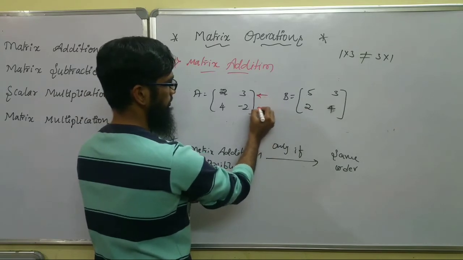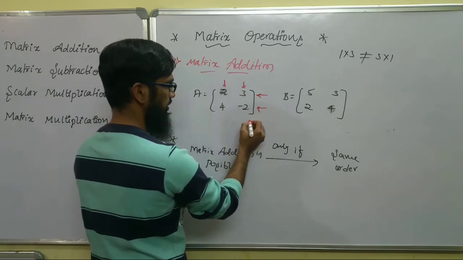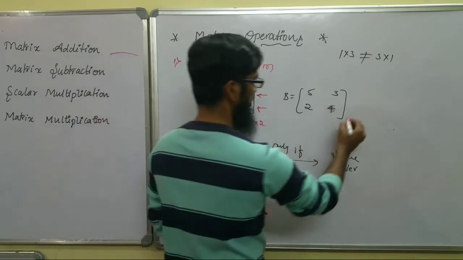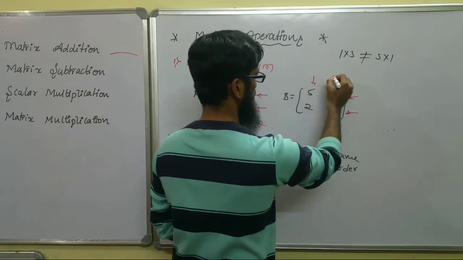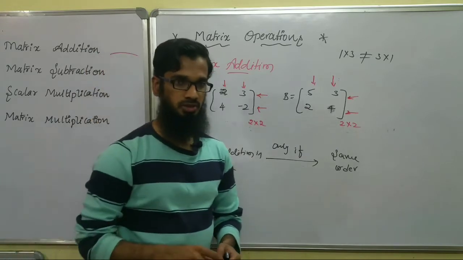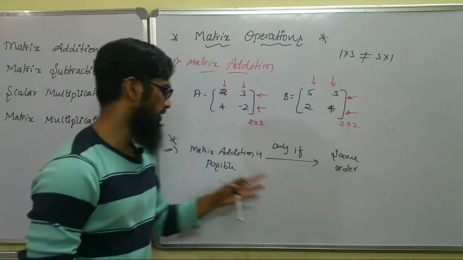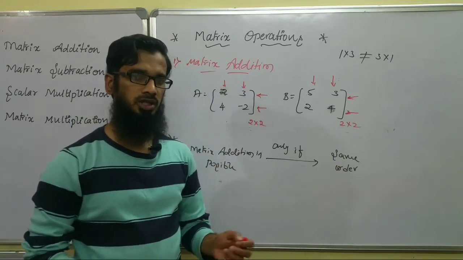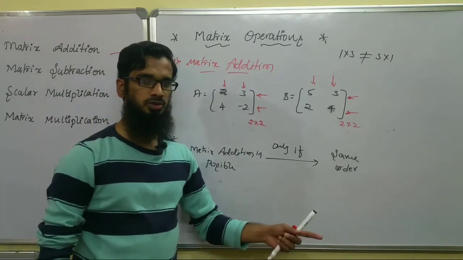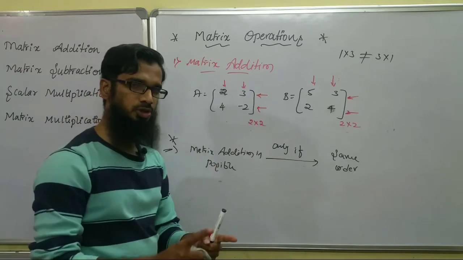So this is row 1, row 2, and column 1, column 2. So I can write the matrix order like this: 2 cross 2. So 2 rows, 2 columns. Similarly here, row 1, row 2, and column 1, column 2. I can write this as 2 cross 2. So you just compare here, both are 2 cross 2 matrices. It means the order of the matrix is the same. Since the order is the same, we are able to add the matrices, which means matrix addition will be possible. After finding whether the possibility is there or not, next we'll go for the addition of the matrices. So this is the very first point you have to remember.